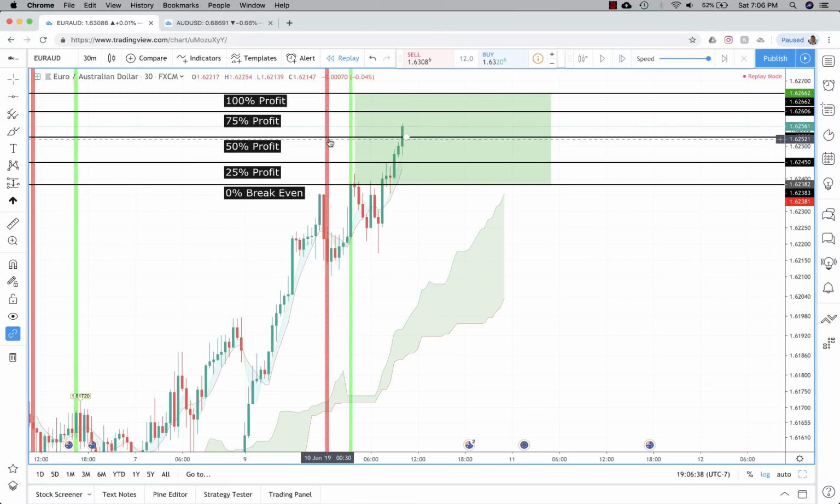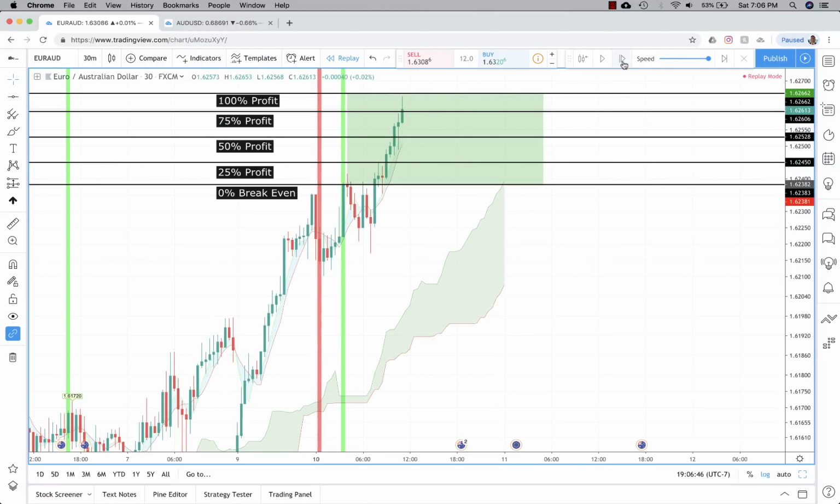There we go. We hit 50%. You can move your stop loss up here to 25%. So now you're guaranteeing 25% in profit. Let's keep going. It hasn't hit 75 yet. Hit 75 there. So you can move your stop loss up to 50%. And now this is all profit here. This is all take home. So if this reverses back for whatever reason, you guarantee this much in profit.